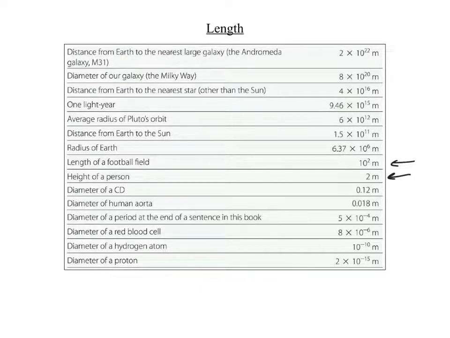And then after that, you got some other ones, like a CD. You guys don't use CDs anymore, but I remember a CD. And then after that, it just gets kind of ridiculous. No one's gonna really remember the aorta. The aorta is your largest artery, not, what's the one? Okay, arteries away from the heart, veins toward the heart.